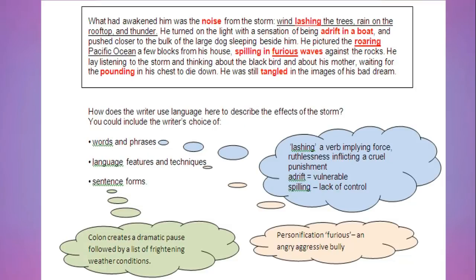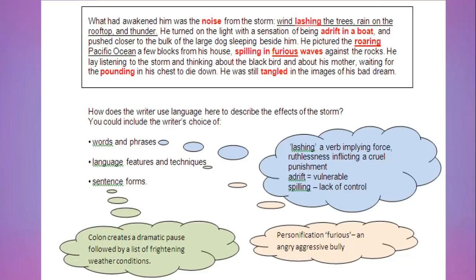So apart from lashing, you could have said adrift, which makes the boy feel vulnerable because the weather is so harsh. We could say that spilling in furious waves. We're going to talk about furious maybe in a bit, but spilling also suggests a lack of control, like if you spill a drink or something. Personification: furious and angry, an aggressive bully.